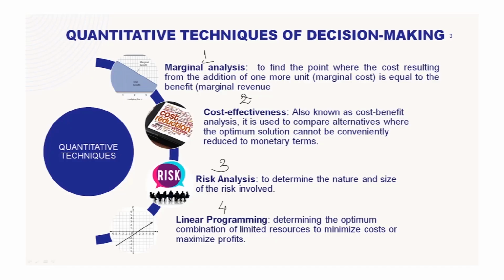Marginal analysis talks about the revenue and the cost incurred for any activity. Marginal cost is the cost of producing one additional unit of the product. So marginal analysis is about producing one additional unit, and based on that, your marginal cost and marginal revenue, the management has to take the decision.